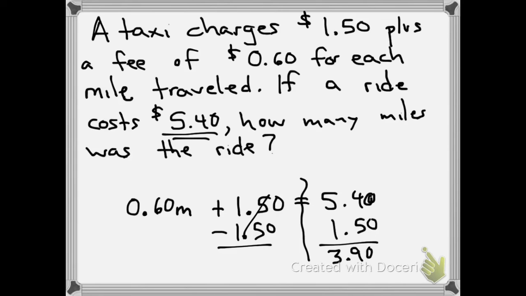And then we have a 0.6 or 0.60. You don't really need that last zero though. We're going to divide by 0.6. Just know that we're looking at miles here. 3.9 divided by 0.6 ends up being 6.5 miles.